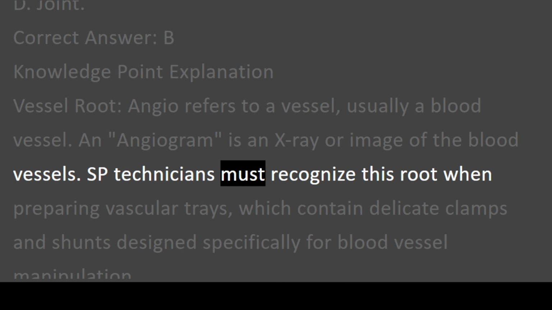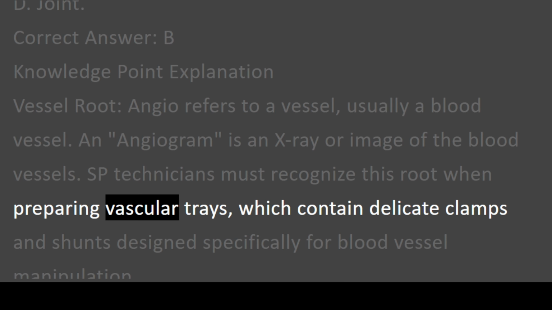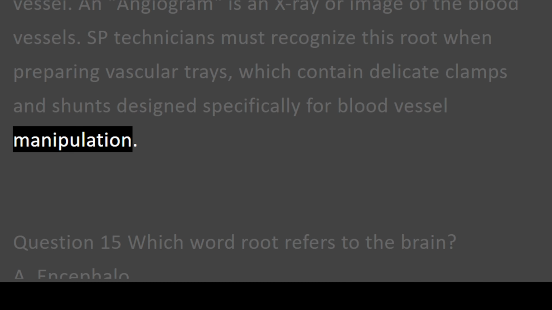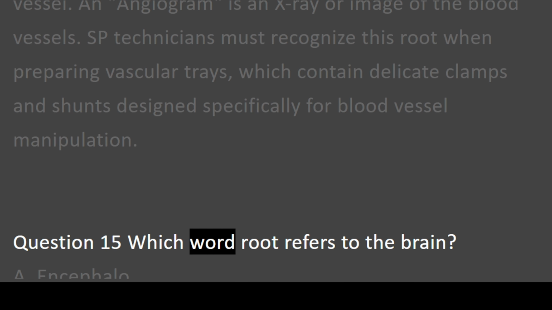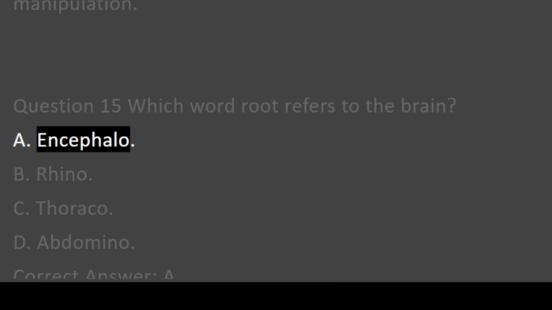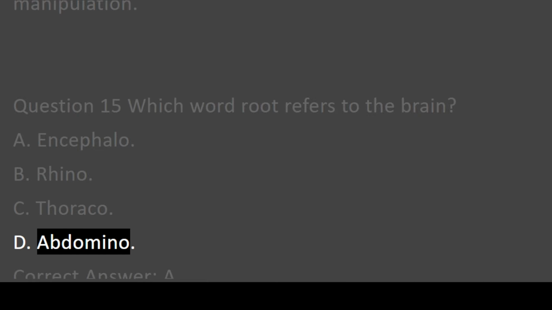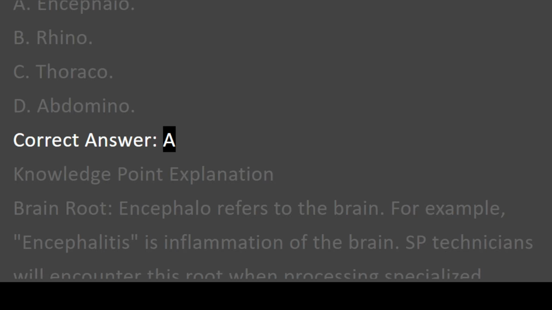SP technicians must recognize this root when preparing vascular trays, which contain delicate clamps and shunts designed specifically for blood vessel manipulation. Question 15. Which word root refers to the brain? A. Encephalo. B. Rhino. C. Thoraco. D. Abdomino. Correct answer, A.